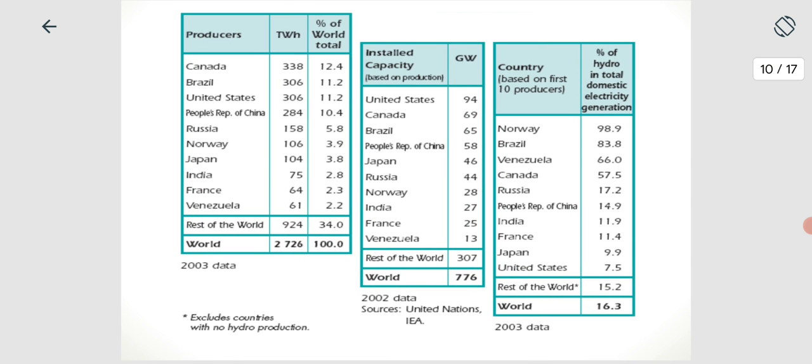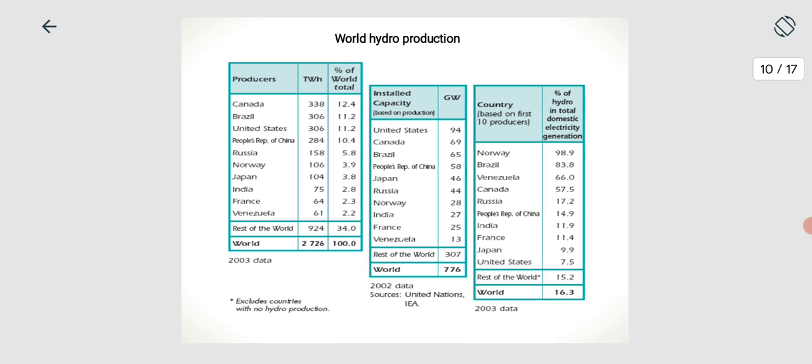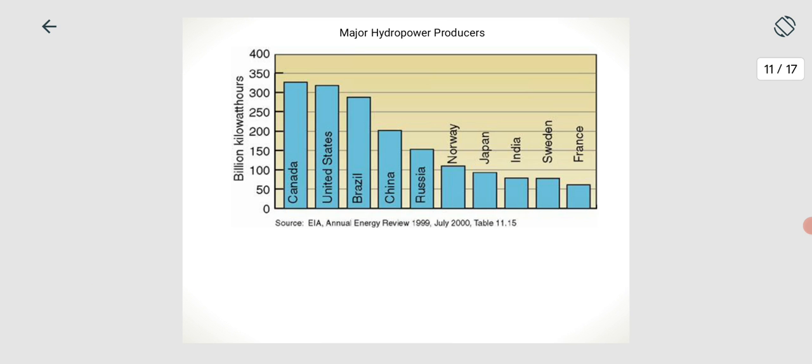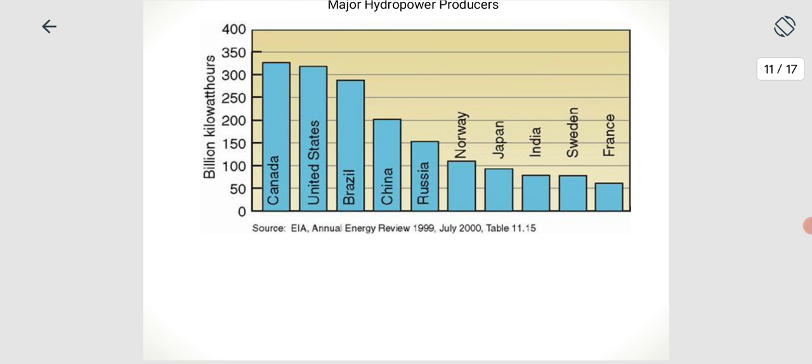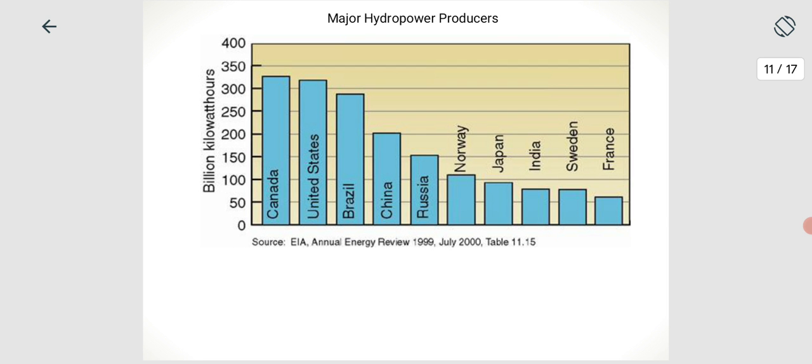Now, based on country, the first 10 producers. These are the 10 countries that are producers, with different percentages of hydropower in total domestic electric generation. This data will be analyzed worldwide. Now major hydropower producers, in billions of kilowatt hours. Canada is more than 300 billion kilowatt hours. These are the major hydropower producers, the countries producing hydropower energy.